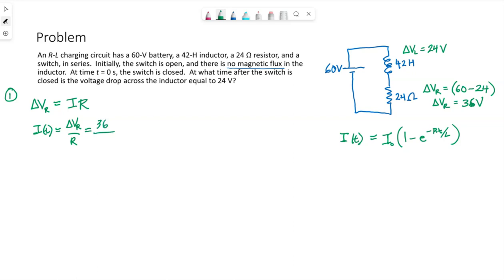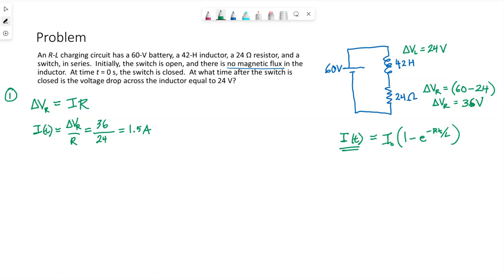divided by our resistor is 24 ohms. This would be the current at this moment in time. So 36 divided by 24, I'm going to go ahead and just get this in a decimal form. So the moment in time we're talking about, the current is going to be 1.5 amps. That's what we will put in for I at this moment in time.